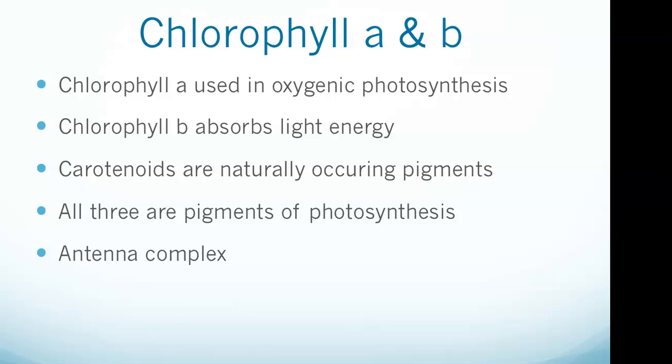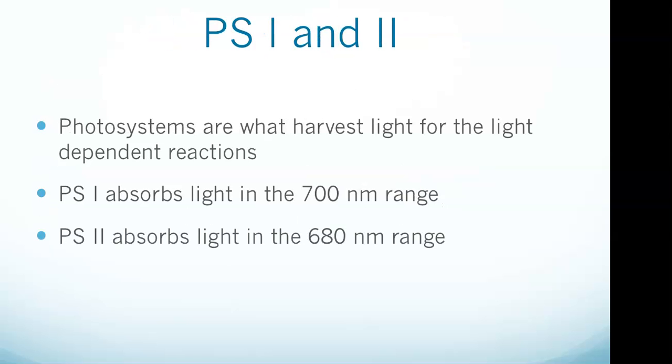All right, so that was A and B. Let's jump to the photosystems real quick. Photosystems are what harvest light for the light-dependent reactions. There are two photosystems, photosystem 1 and photosystem 2. Photosystem 1 absorbs light at the 700 nanometer range, while photosystem 2 absorbs light at the 680 range.